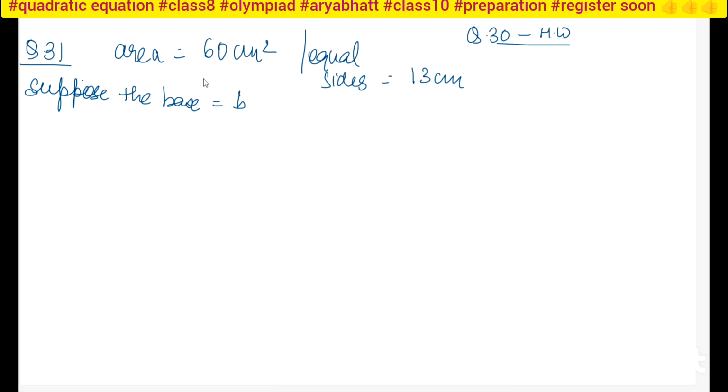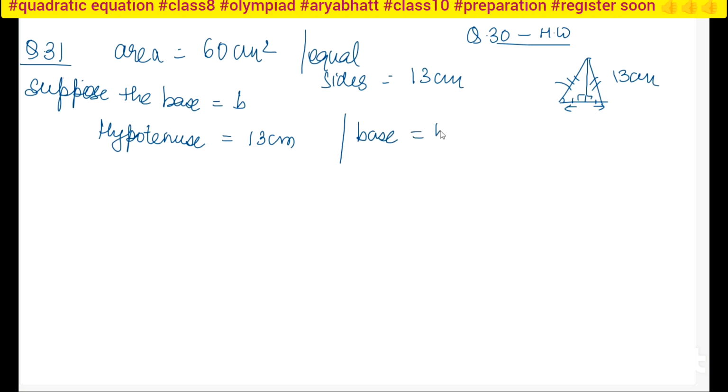So the right triangle will contain that hypotenuse. See, suppose that I have this as an isosceles triangle, this one is equal to this and it is 13 centimeter. Now when I draw the perpendicular bisector, this distance is equal to this distance, right? So this one will be what? Hypotenuse only. So the hypotenuse is equal to 13 centimeter, the equal sides, and the base becomes b by 2 because it is a perpendicular bisector of height h. Height is equal to h.